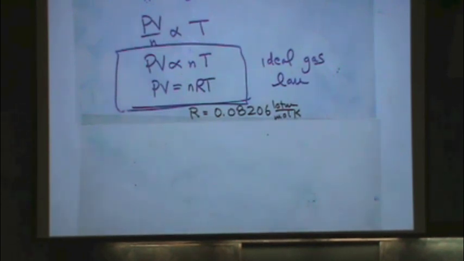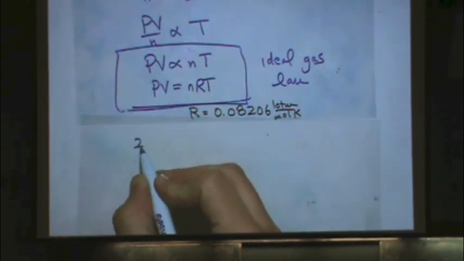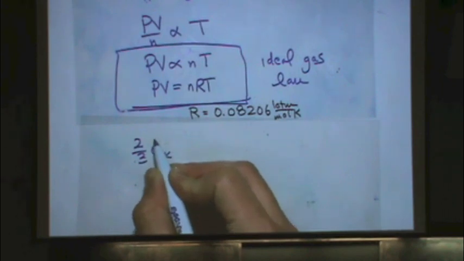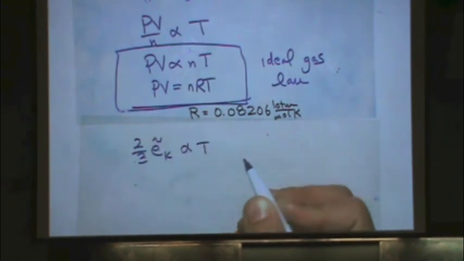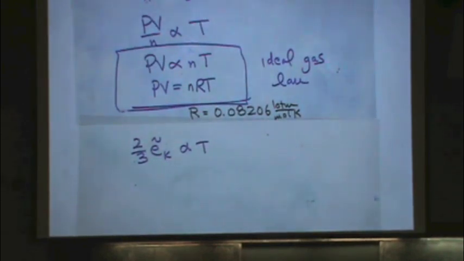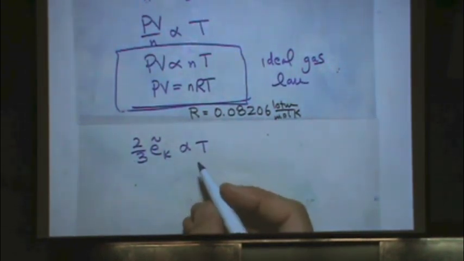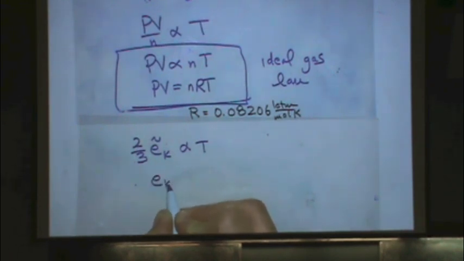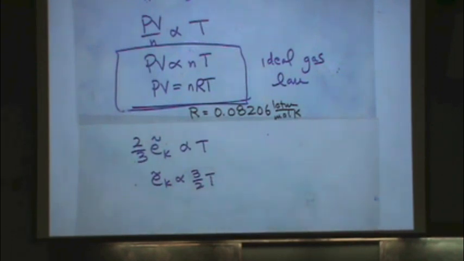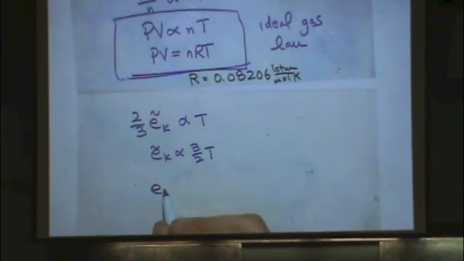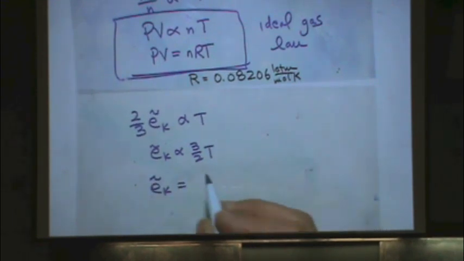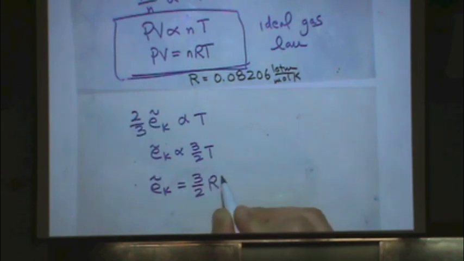So, let's go back to the 2/3 EK squiggly was proportional to temperature. Okay? 2/3 EK squiggly is proportional to temperature. Let's move this around a little bit. EK squiggly is proportional to 3/2 T. Okay, let's make this an equal sign and put in a proportionality constant. Let's call that capital R, and again, for some reason, we'll put it in the middle of 3/2 and T, just like we put it in the middle of N and T earlier.